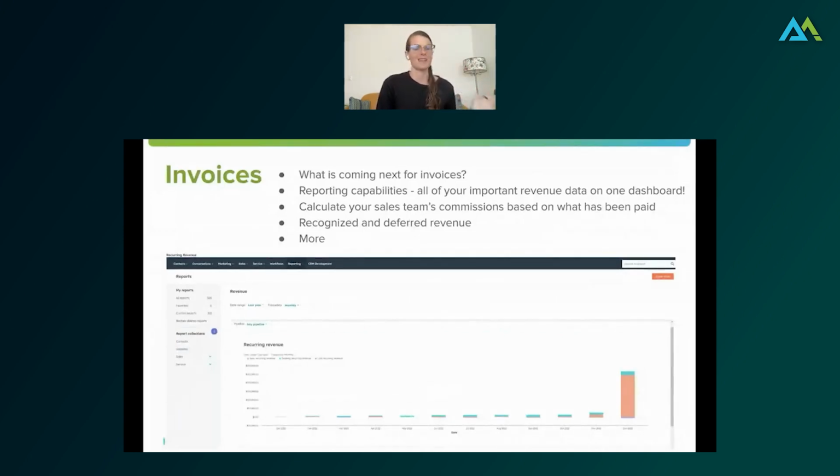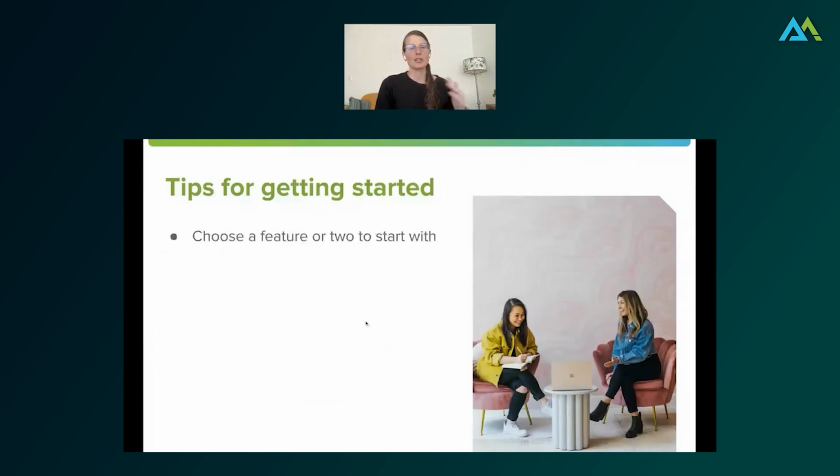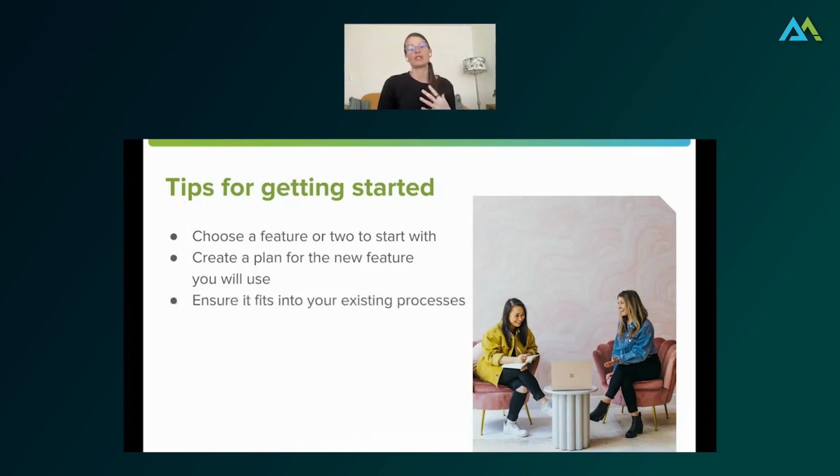So Commerce Hub brings you so many things. And like I said, in 2-3 weeks we're going to have another webinar and dive deeper into this. So here's what I recommend. Choose a feature or two to start with. Obviously, we covered a lot today. Create a plan for the new features that you're going to use, and then make sure it fits into your existing process, especially if you're looking at something like the lead object.